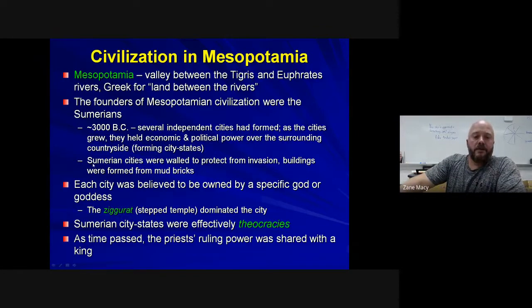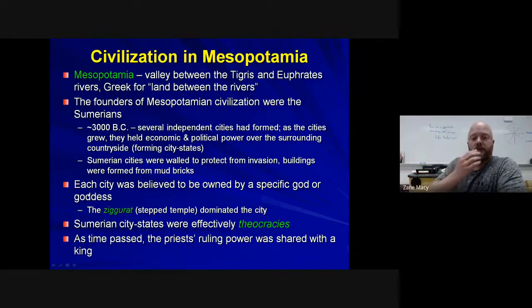The main Sumerian cities would be walled to protect from invasion because, again, larger population, more resources. They're more likely targets to be attacked by invaders. So buildings were made out of mud bricks. They're sturdier, more permanent, and less likely to catch on fire than thatch roofs and walls might be.